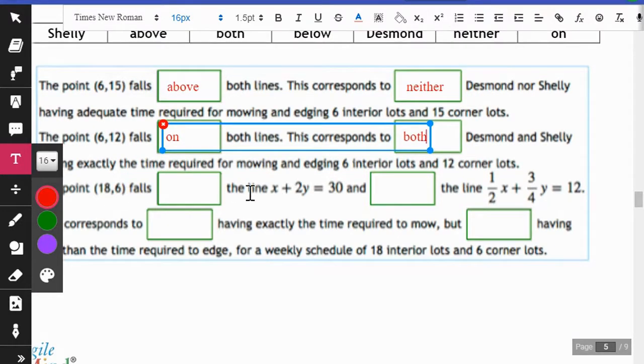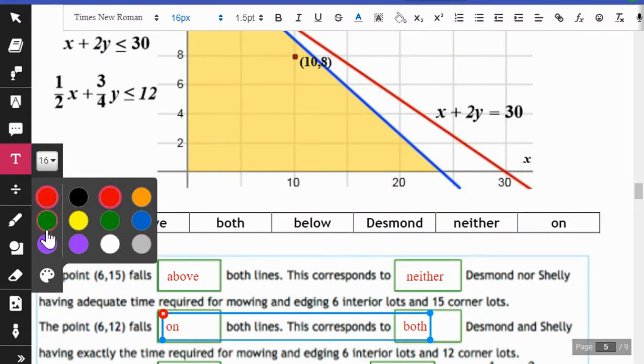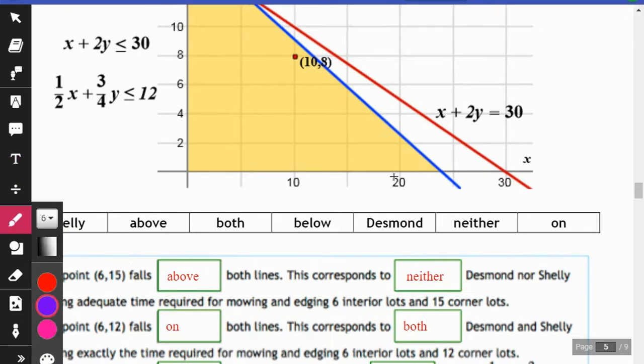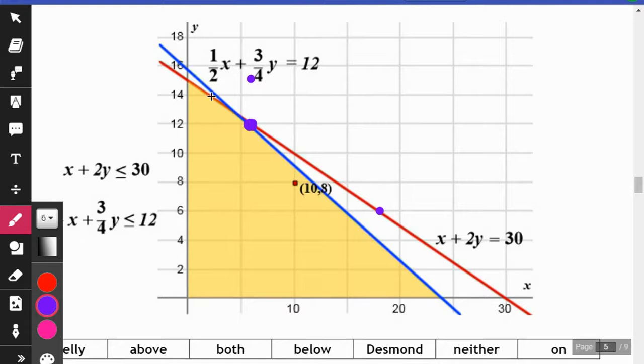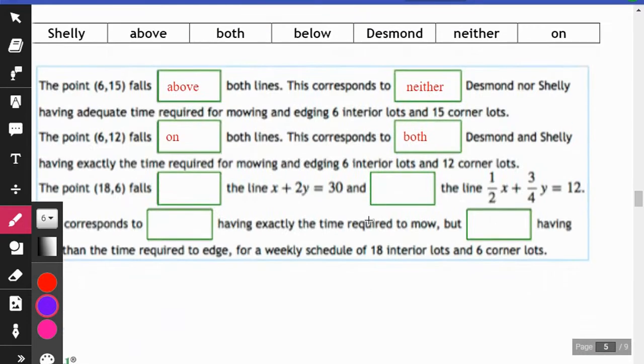Finally, we have 18.6. Let's find 18.6. 18.6 is on the red line. Okay, I promise you. What's going on there? Well, that means that it works for whoever the red person is. The red person is Desmond. The blue person is Shelley. So that works for Desmond, but not Shelley.